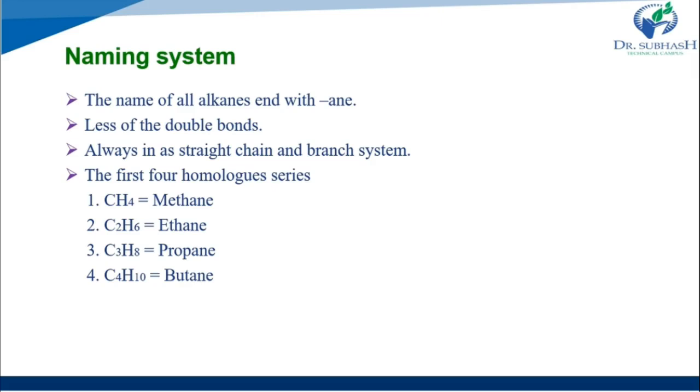Alkanes generally have a straight chain structure and a branched system. The first four of the homologous series are methane, ethane, propane and butane. Methane is carbon 1, hydrogen 4; ethane is carbon 2, H6; propane is carbon 3, H8; then butane is carbon 4, hydrogen 10.